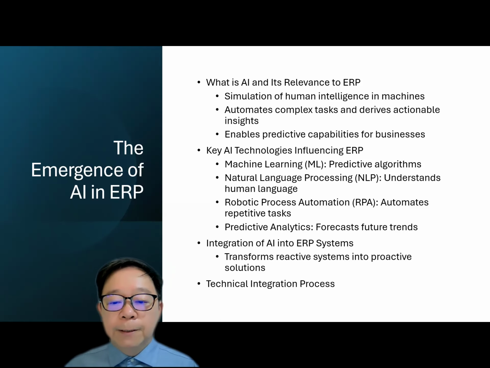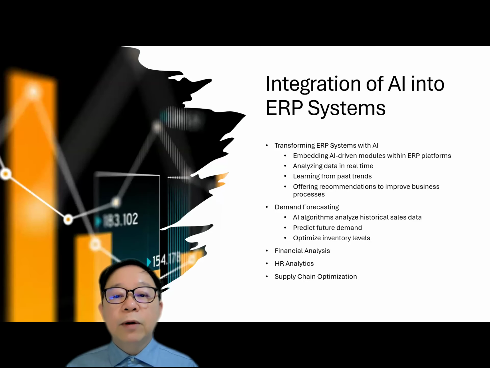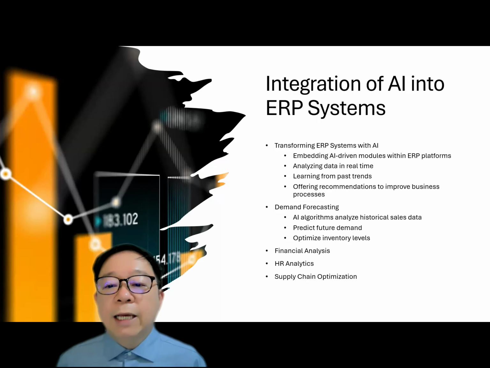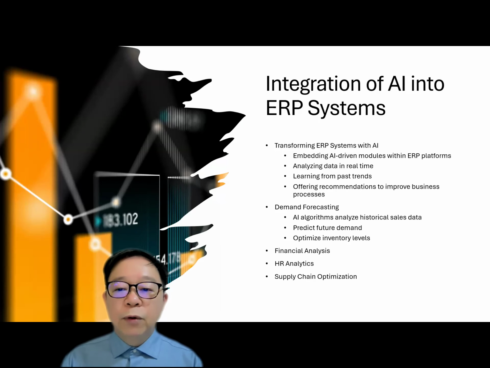In an agentic environment, with AI and ERP, we can now do very powerful predictive analysis and forecast future trends, and also transform the whole system from a reactive into a proactive environment. So here are some of the tasks that we mentioned just now. After we integrate, we can transform the ERP. We can look at different modules. We analyze data in real time, not just from the past. Then we can also learn from past trends and offer recommendations. That's what we want, right?